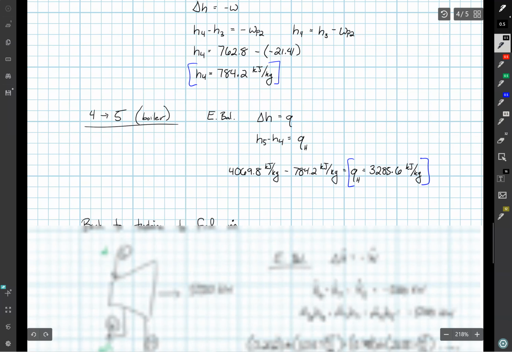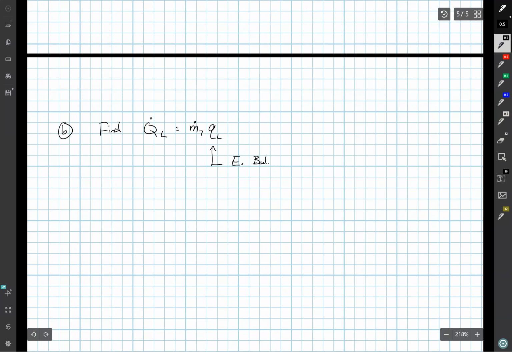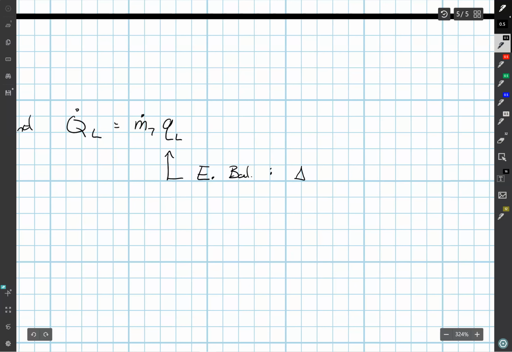We don't have any work, and we don't have any kinetic energy or potential energy changes, so our energy balance is just delta H dot equals Q dot. That's the simplified form of the energy balance, which is going to be out minus in. So coming out of our condenser, we have H1. Coming into our condenser, we have H7, and Q, we have Q dot L.